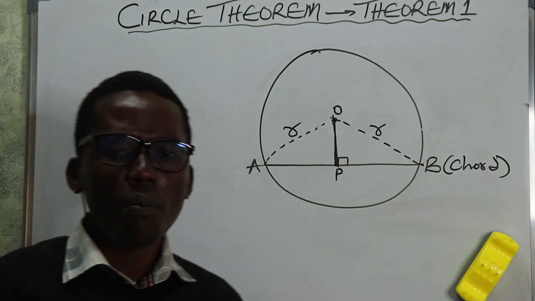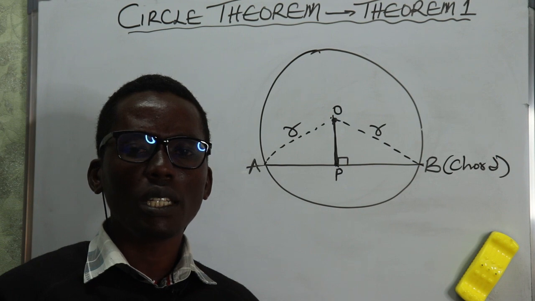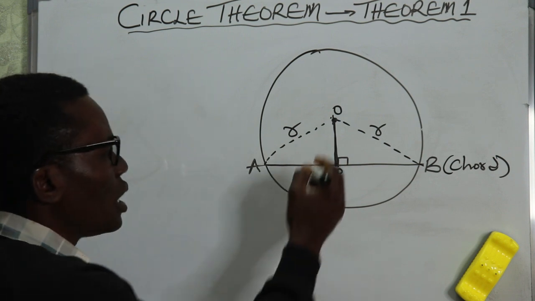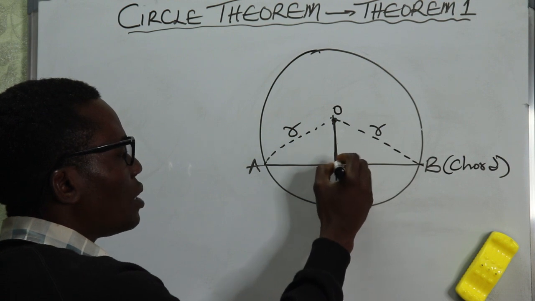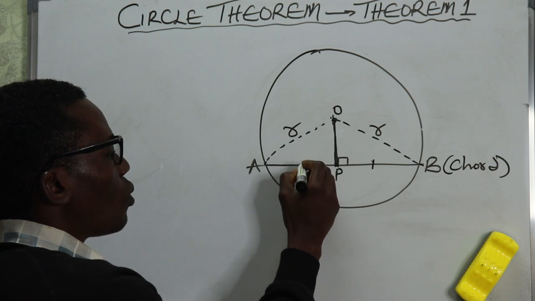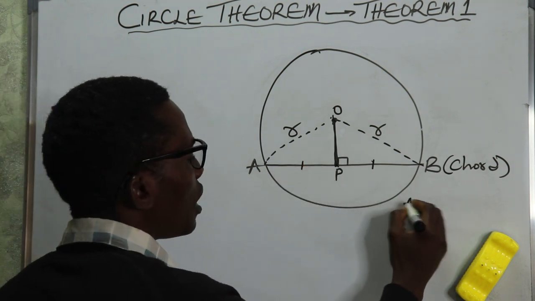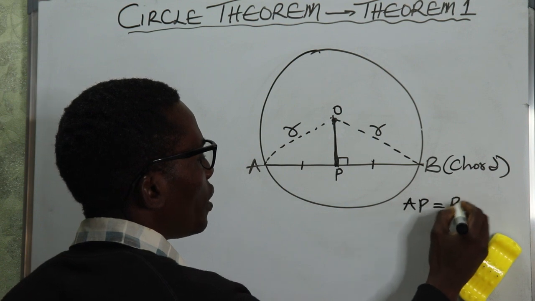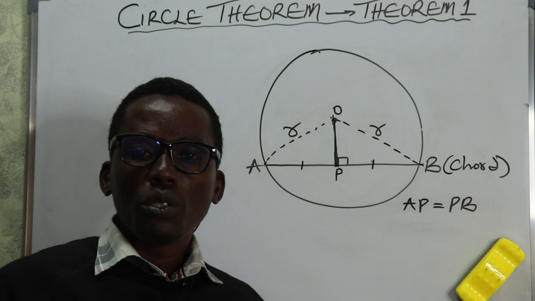That is a chord AB, and at point P we have 2 parts. Because this line bisects this chord into 2 equal parts, this part is equal to this part. So we can simply say AP is equal to PB. That's the 1 point you should note.